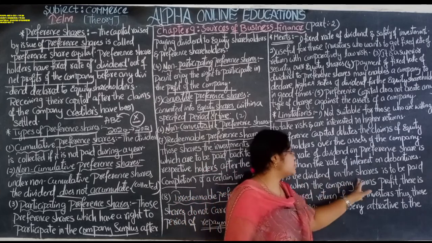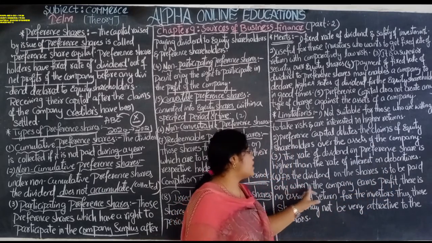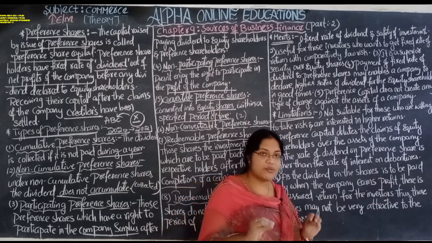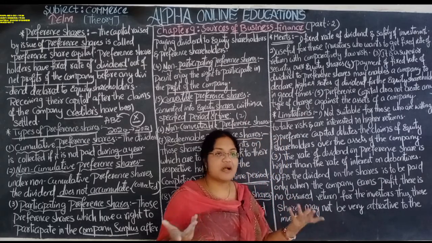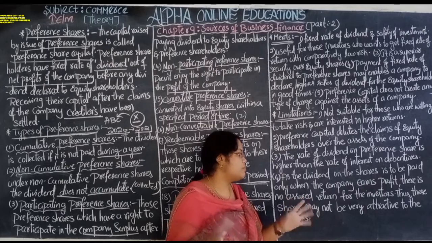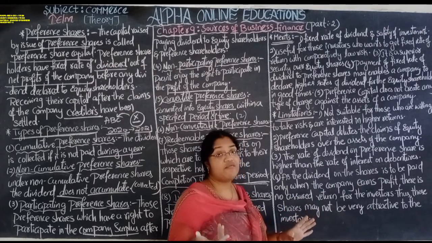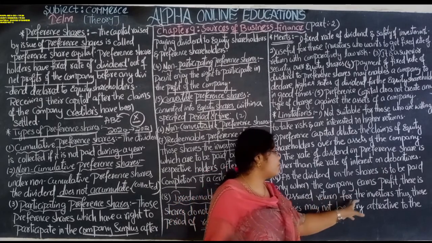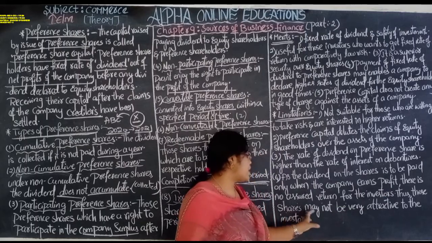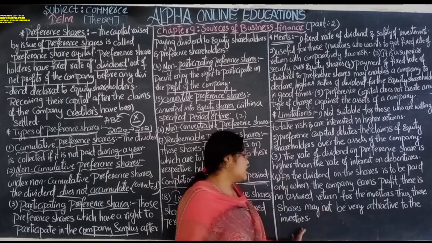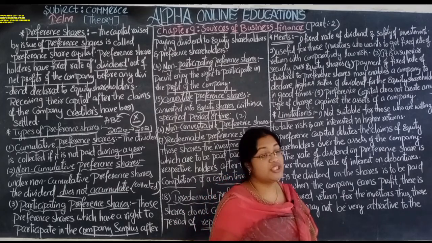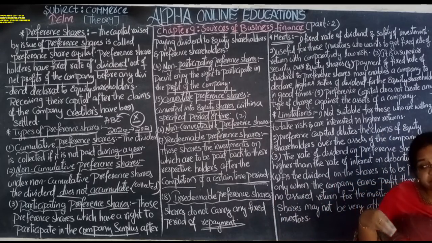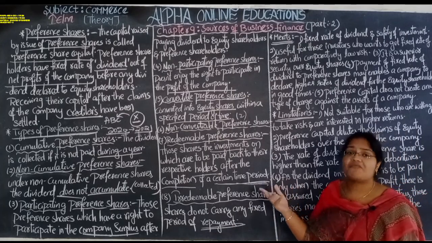The dividend on the shares is to be paid only when the company earns a profit. If the company is not earning any profit, there is no fixed dividend for the preference shareholders. There is no assured return for the investor, thus these shares may not be very attractive. If there is no profit, then there is no dividend.